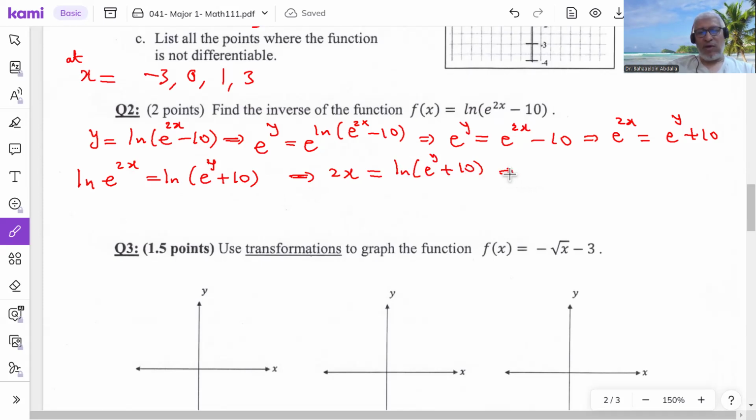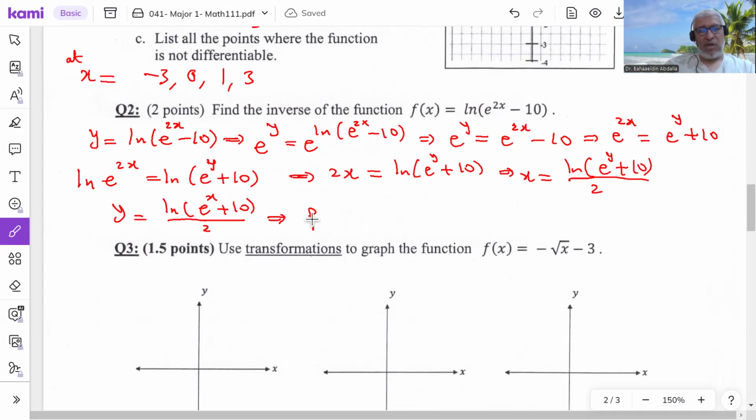Finally, to solve it for x, just divide both sides by 2. So we solved the equation for x. Now we interchange x and y. So this is in fact the inverse function, and let us write it as f inverse of x. So f inverse of x would be ln of e to the power x plus 10, over 2.